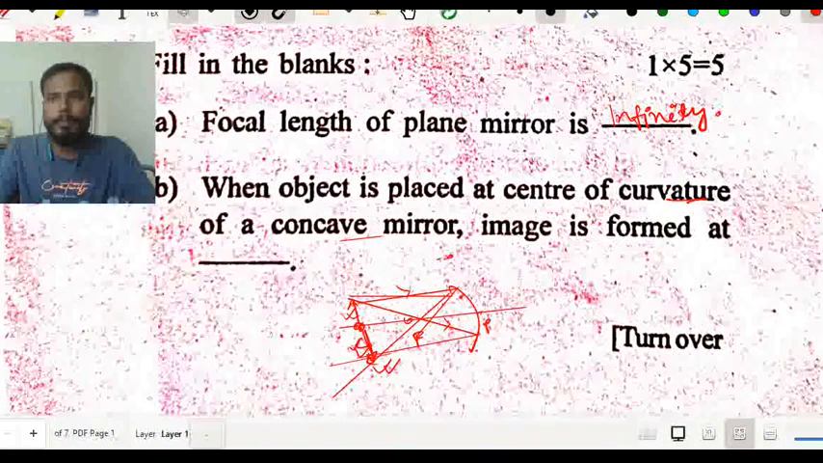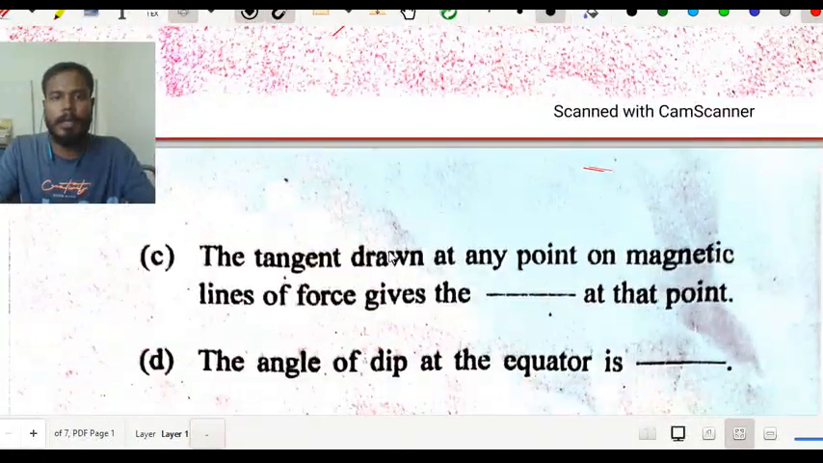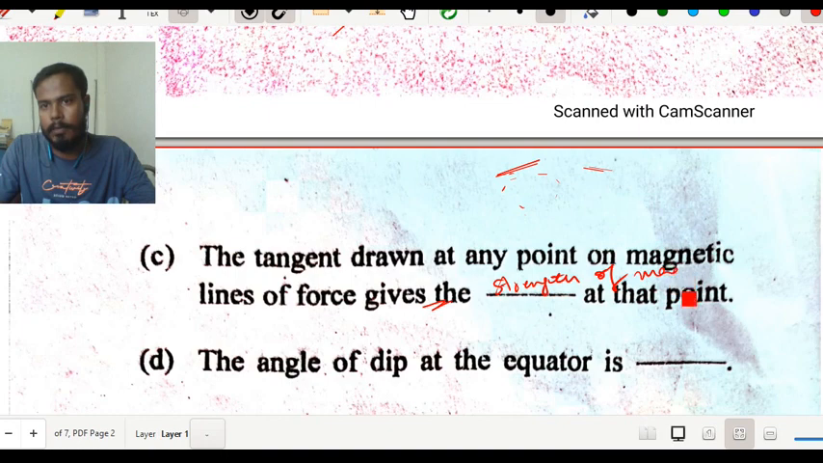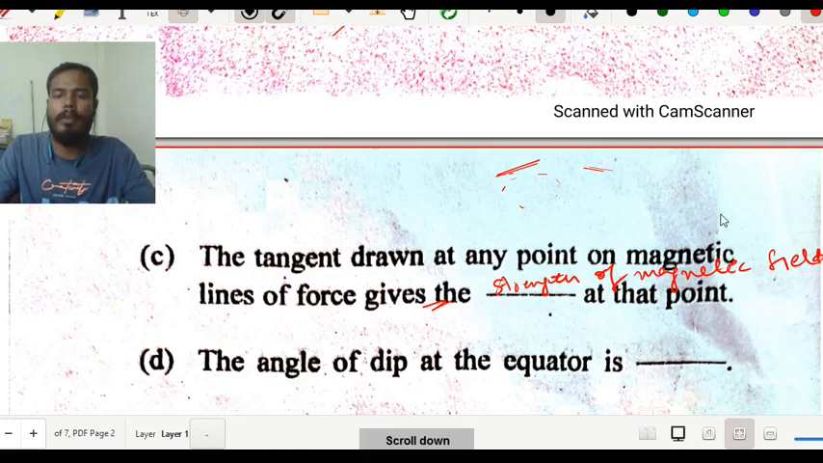Then the next question, part C, asks: the tangent drawn at any point of a magnetic line of force gives the direction of the magnetic field and the strength of the magnetic field at that point. Strength of the magnetic field at that point.